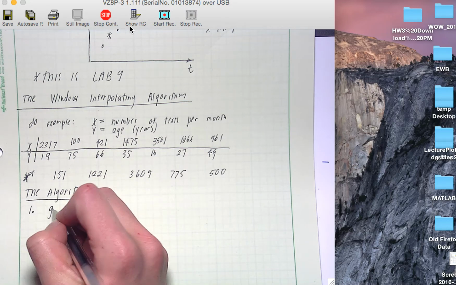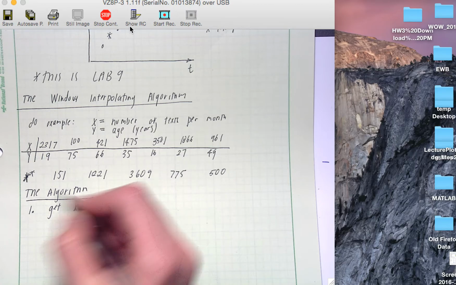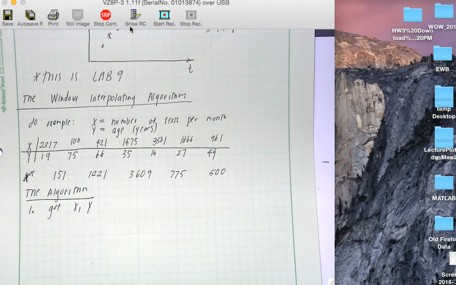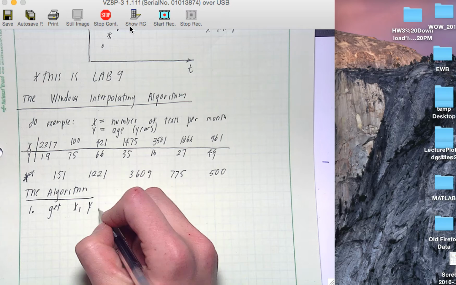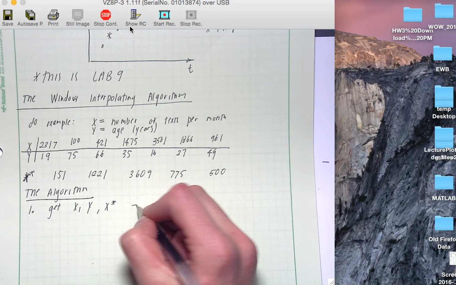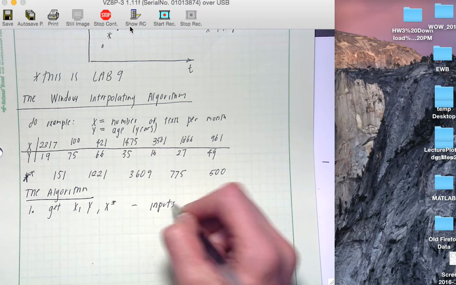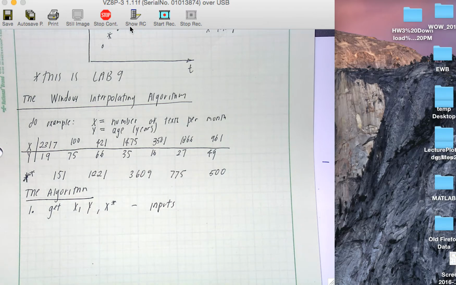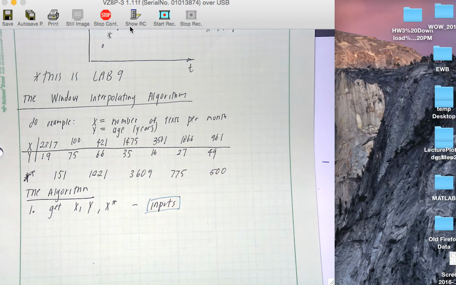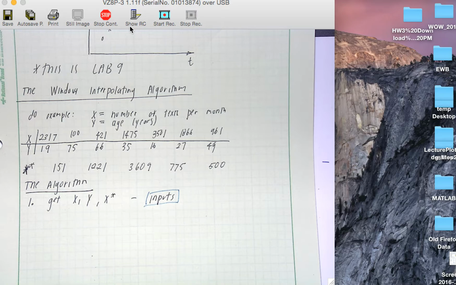So the first thing is you would need to receive the X and the Y, as well as the X star. So these would need to be inputs to the function. So you need to start by having that in the function in order to write the algorithm.